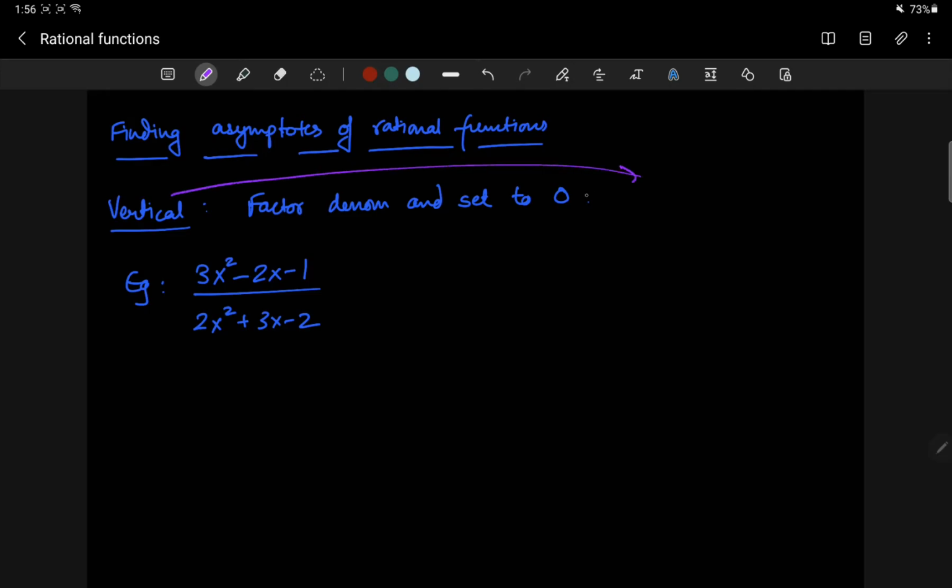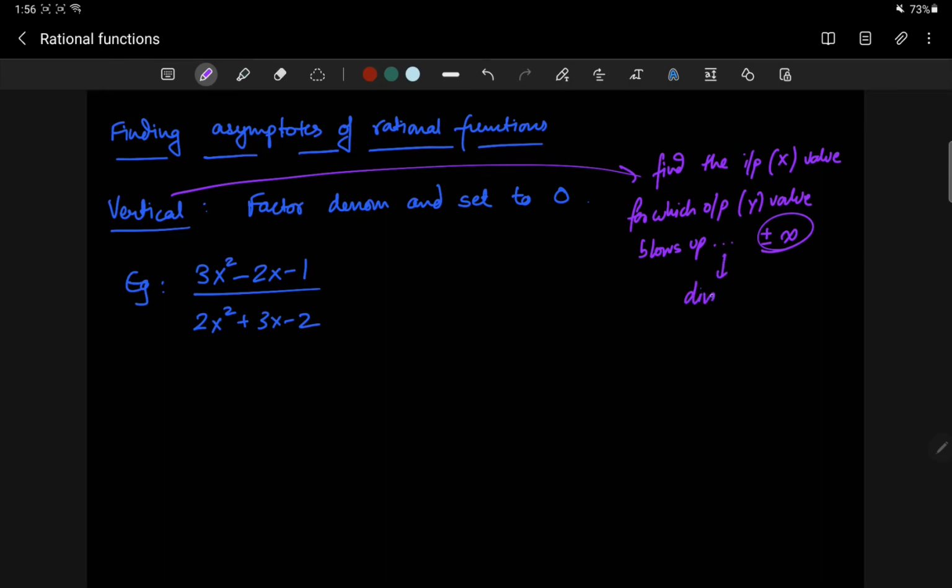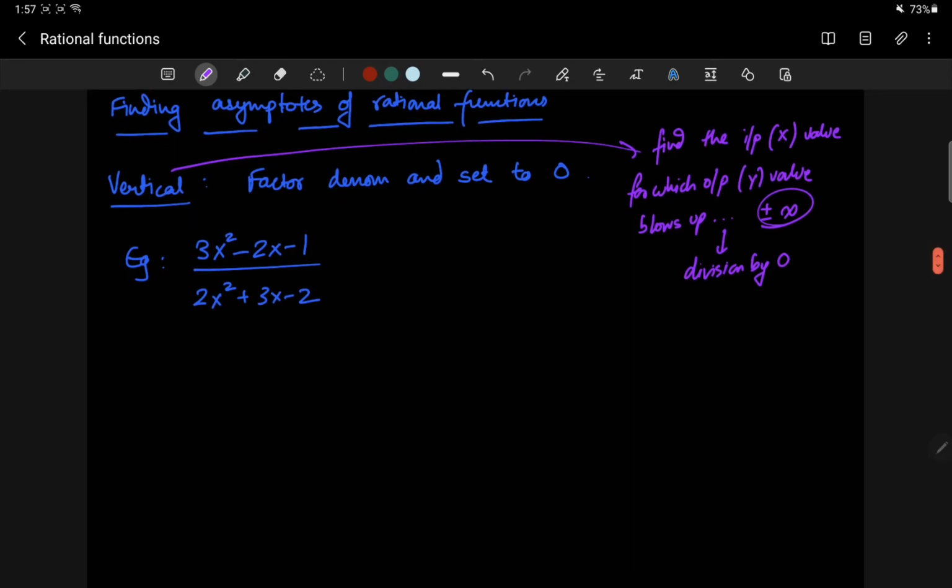So vertical asymptote, that is basically you're trying to find the input, that is the x value, for which the output or the y value blows up, meaning it is plus or minus infinity. Now, typically that happens when there is a division by 0, because when you divide by a very small number, you get a very large output. So what we do is we factor the denominator and we set that equal to 0. Okay, so let's take the denominator.